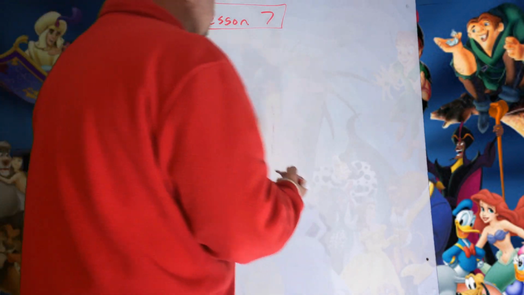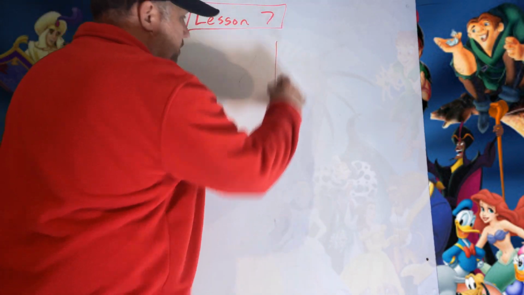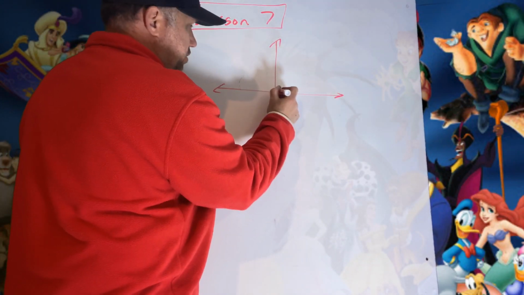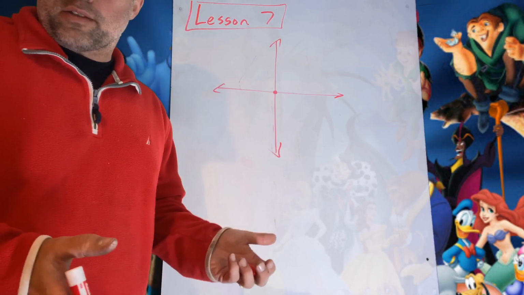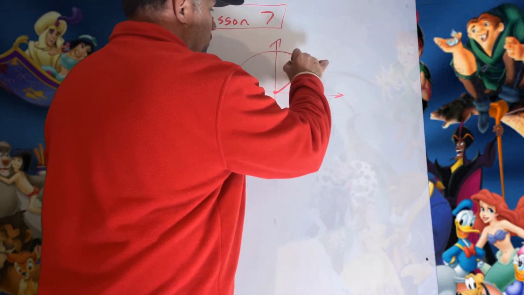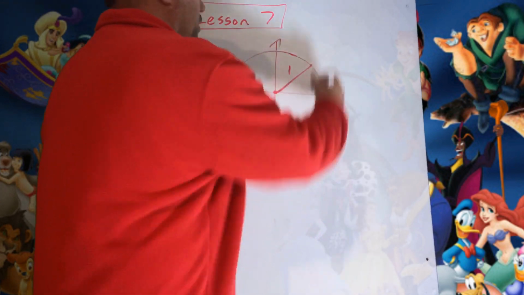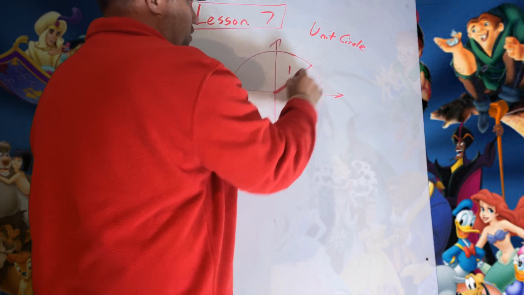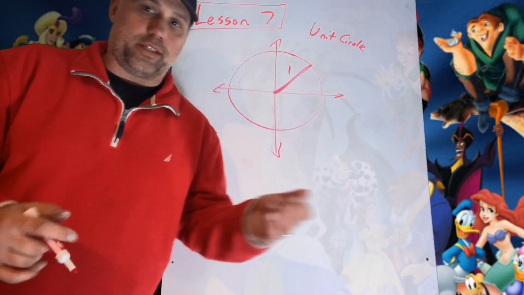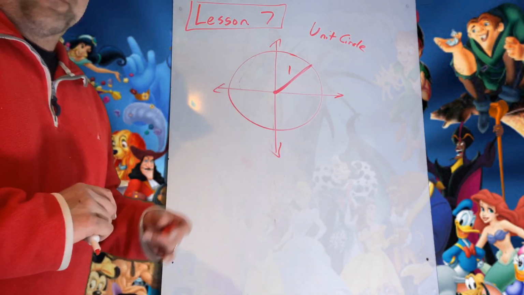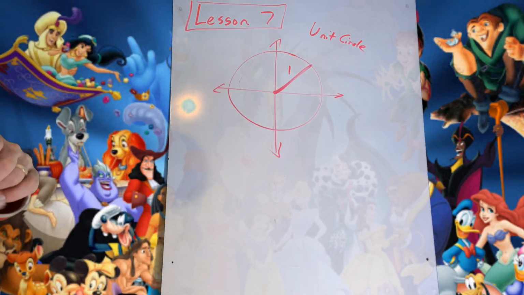So what is the unit circle? A unit circle is a circle whose center is at 0, 0, which we know as the origin, and it has a radius of 1 unit. So that's why we call it the unit circle. Its radius is 1 unit, and that unit could be meters, could be inches, could be feet, could be whatever. All right, so this is the diagram of the unit circle.